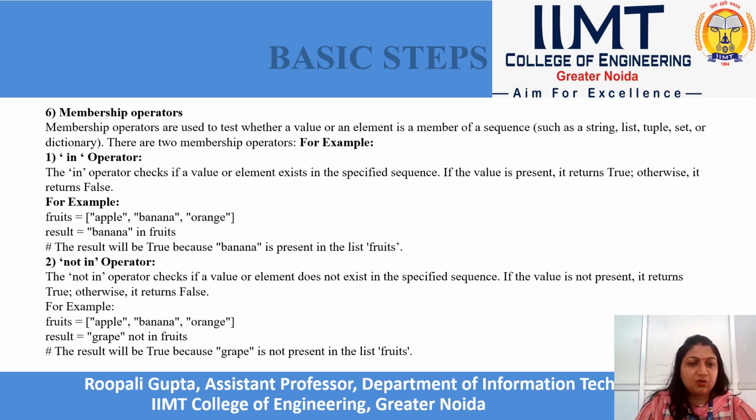The not in operator checks if a value or element does not exist in the specified sequence. If the value is not present, it returns true, otherwise it returns false. For example, fruits = [apple, banana, orange]. Result is "grape" not in fruits. We can see that grape is not mentioned in the list provided. So the result will be true because grape is not present.